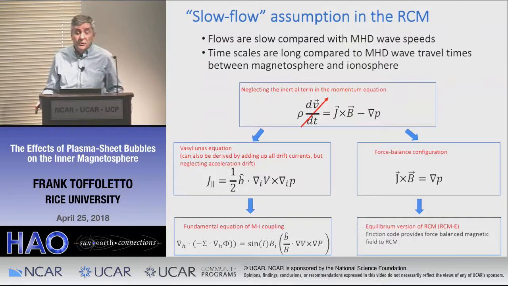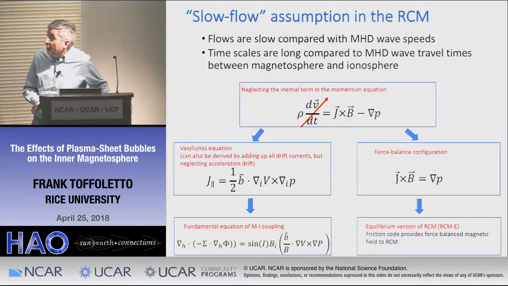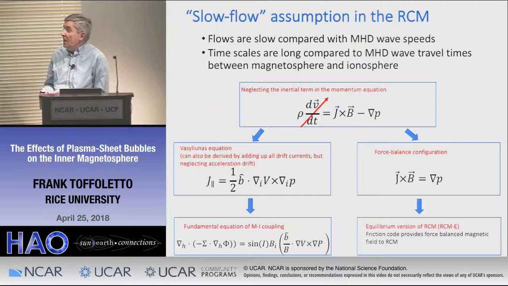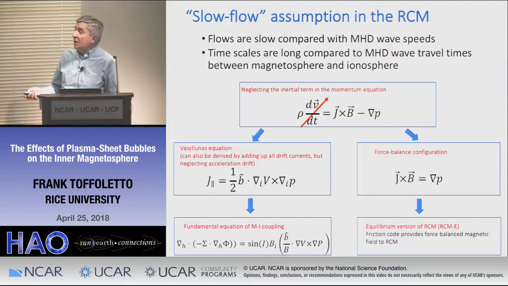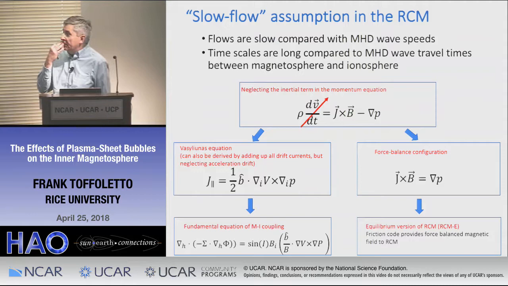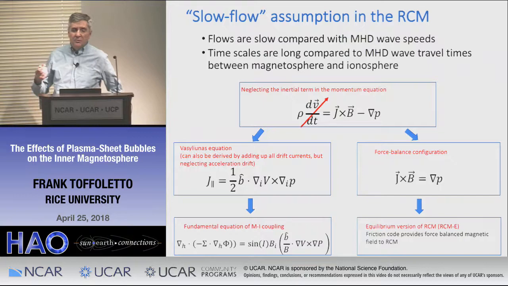Typically, they're constructed by taking the momentum equation, throwing away the inertial part, and just assuming some kind of force balance in the system. That's used, for example, to calculate the magnetic field in the RCME. It's also used to calculate the field line currents in the so-called Vasyliunas equation, and that's used for calculation of the field line currents as well. That then is also used to construct the electric field.